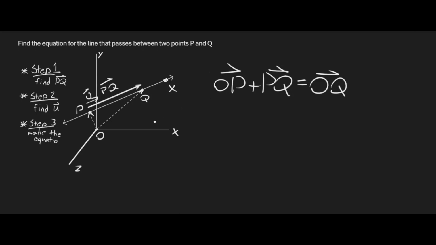What this is saying is that if you're starting at O and you walk to P and then you walk to Q, it's the same thing as starting at O and walking to Q. So using this, we can find that PQ is equal to OQ minus OP.